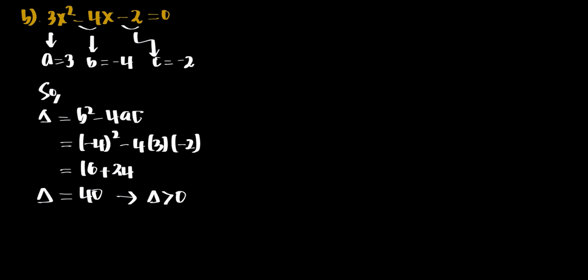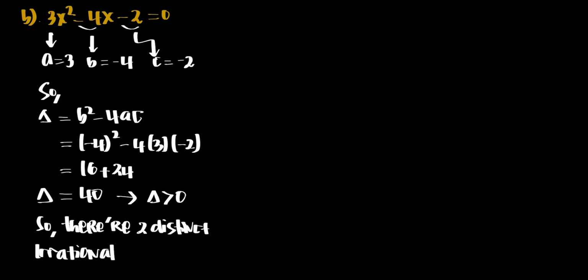As delta is bigger than 0, what is the justification? There are two distinct irrational roots. Okay, I think that's very clear for that question. Now let's try to solve another question, because today I want to do more questions about the discriminant of the quadratic.